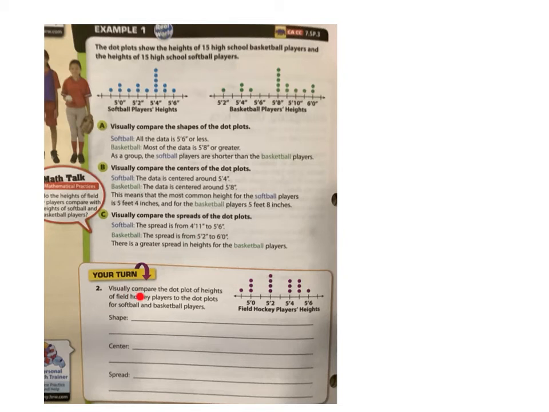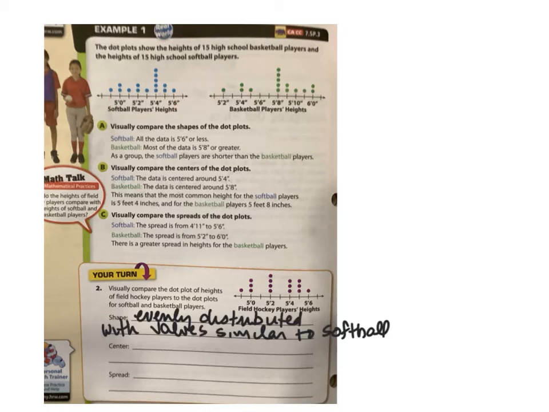All right, then they want us to visually compare the dot plots of heights of the field hockey players to the dot plots for softball and basketball. So here, let's have a look at our field hockey players' heights. So we can look at the values here. Let's look at the shape first. It's fairly evenly spread. It doesn't seem to be off to one side or the other, kind of like the softball players, evenly spread, and the values are similar to that of the softball players too. So I put down there that it's evenly distributed with values similar to softball.